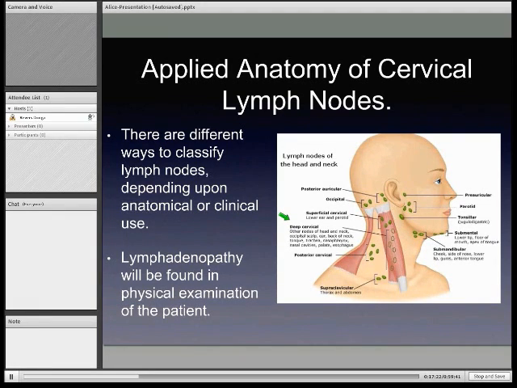This classification can be further subdivided into the anterior and posterior chains that run in a vertical plane, and it's basically the sternocleidomastoid muscle that marks the border between these two. Some clinicians also divide up the lymph nodes into regional and terminal lymph nodes. The regional lymph nodes will drain a specific anatomical region of the neck, and then a number of regional lymph nodes will drain into a terminal lymph node. Clinicians identify lymphadenopathy just using a physical examination, which is something that we all covered a few weeks ago.